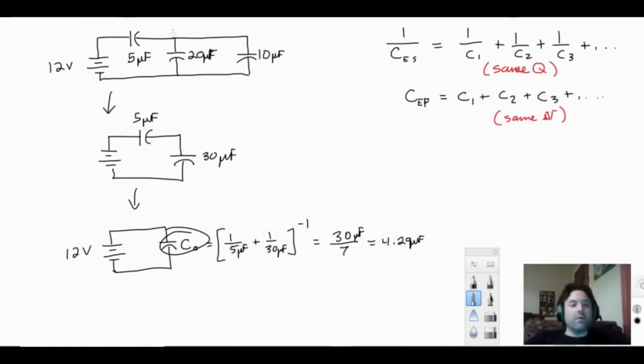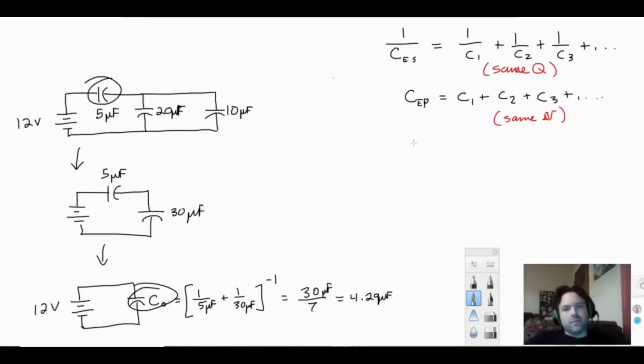We might want to know, let's say, what is the charge on the 5 microfarad capacitor? Now, I didn't need to ask a question up until now. My entire objective this whole time was to simplify the circuit until I got one single capacitor to represent the entire thing. Now, if I have questions, I can begin answering them. Let's put that down as a question. What is the charge on the 5 microfarad capacitor?